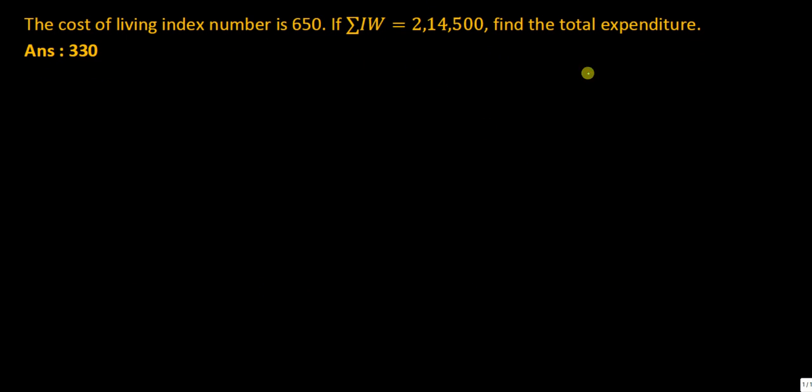Okay, our next term is very easy. The cost of living index number is 650, means I is equal to 650. Okay, solution: I is given by 650 and sigma IW is equal to 214500. Find the total expenditure.